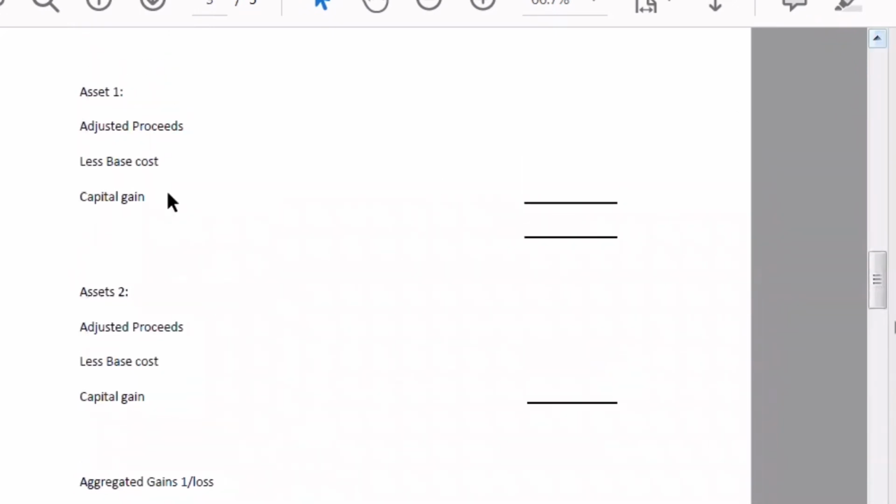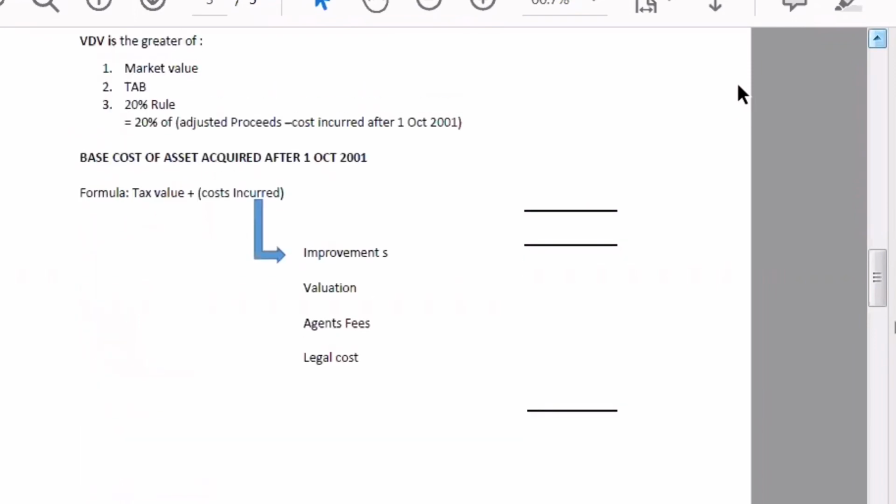All right. So these notes are just in case there's 2 assets. You do for asset 1, you do for asset 2. So you feed in the adjusted proceeds that you got here. Then you less the base cost. The base cost is your total cost that you incurred on the asset, when you bought the asset, maybe you improved the asset. The other rules I won't tell you now, but I'll just show you.